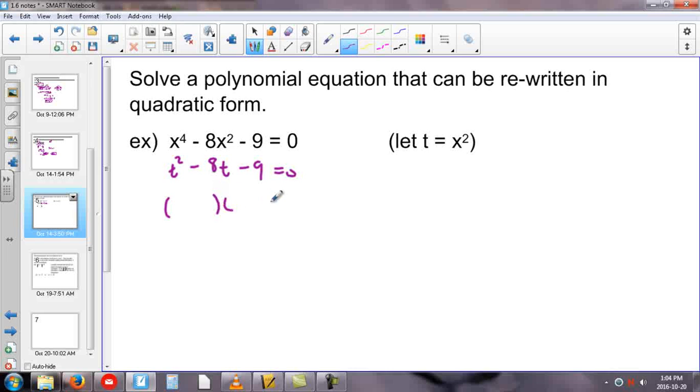And now I can try to factor this. This is not the original problem, but it's something I can manage. I'm going to say minus 9 plus 1, which means t can equal 9 or negative 1. But remember, t is not my answer. x is. And so instead of writing t equals 9, I'm going to write x squared equals 9. I'm going to substitute back. And x squared could be negative 1.